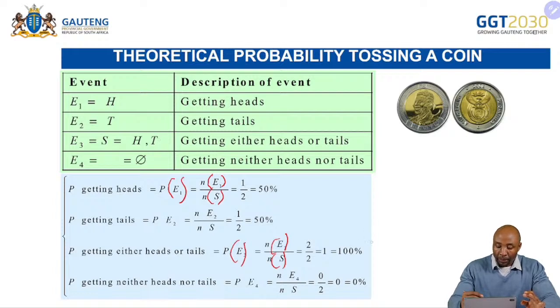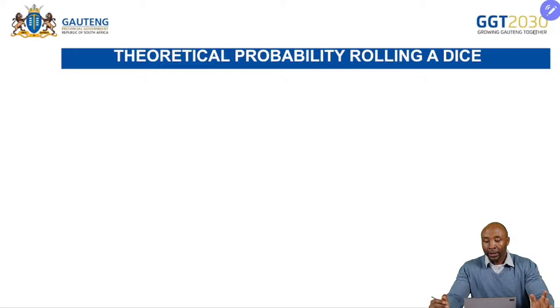The probability of getting neither becomes 0, because a coin has to land. It's very rare that a coin will land on its edge and not fall on either side.